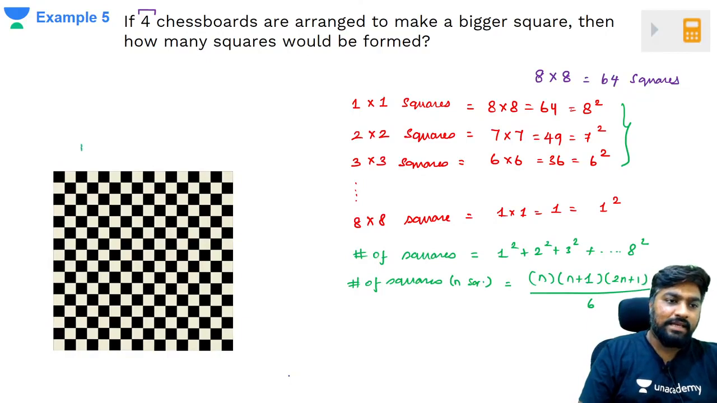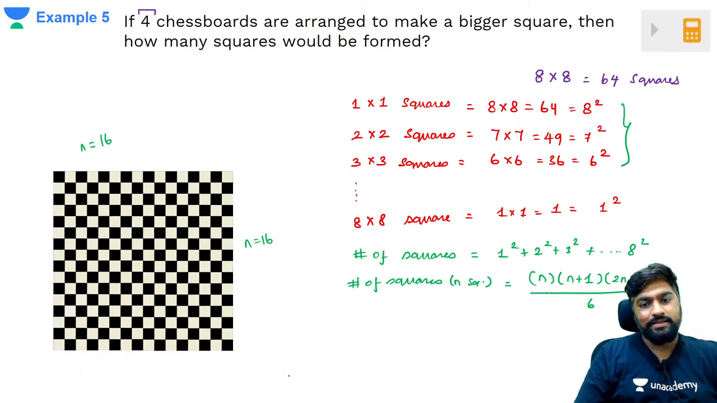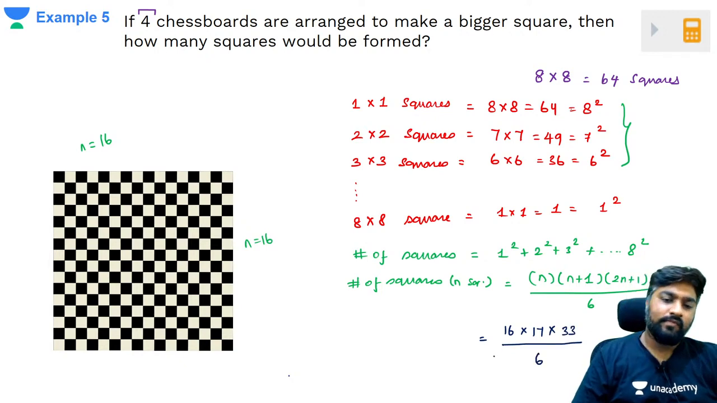What's the value of n here? There's 8 and 8, 16. What about here? Same, 16. So now I need to find this out for 16 squares. So total number of squares would be what? N is 16 into 16 plus 1, 17 into 2n is 32, 32 plus 1, 33 divided by 6.